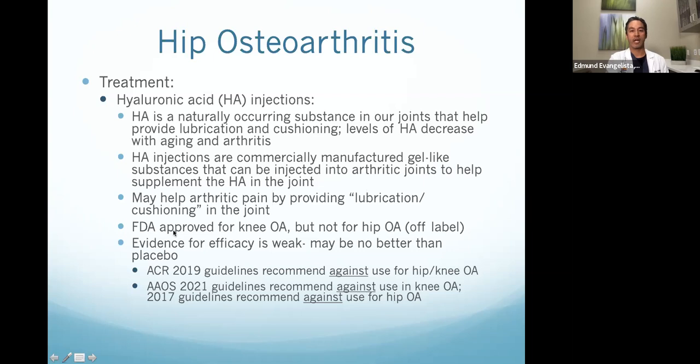Additionally, the evidence for HA injections is weak. Many studies show that it may work no better than a placebo injection. And because of this, many medical societies have advised against using HA for hip and knee arthritis. The American College of Rheumatology 2019 guidelines recommend against the use of HA injections for hip and knee arthritis. The American Academy of Orthopedic Surgeons 2021 guidelines recommend against the use of HA for knee osteoarthritis, and their 2017 guidelines recommend against the use of HA for hip osteoarthritis.